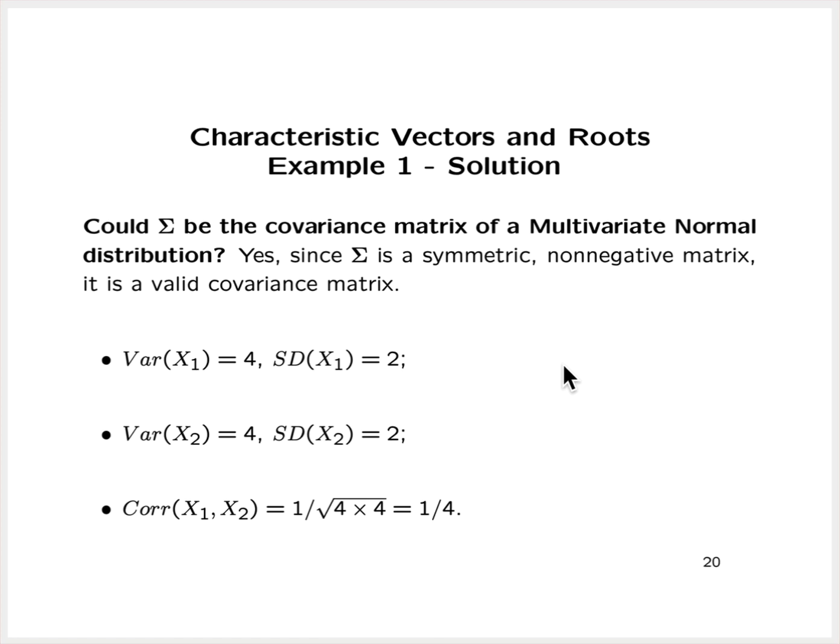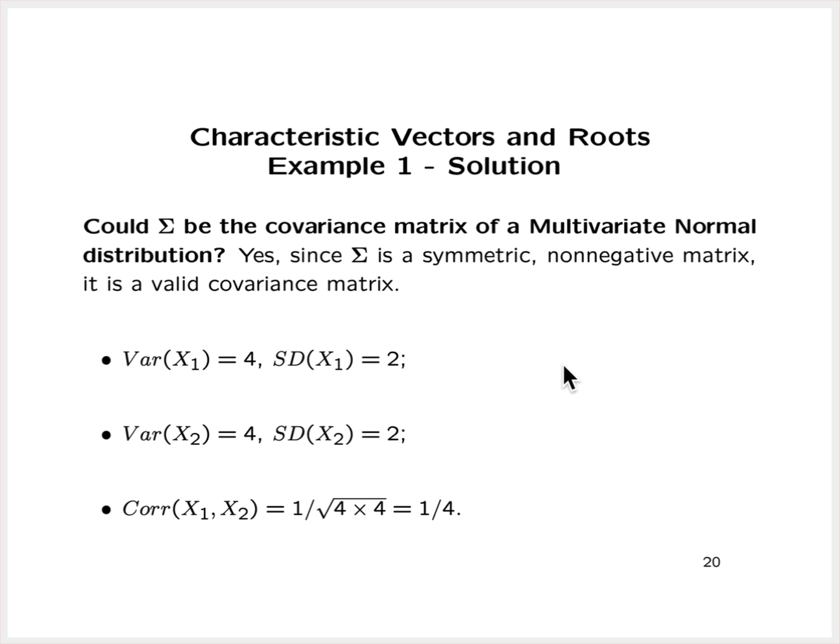It can be either positive semi-definite or positive definite, but it has to be non-negative. If a matrix is not square, then it cannot be a covariance matrix. If it's not symmetric, it cannot be a covariance matrix. And if it's not non-negative, it cannot be a covariance matrix.